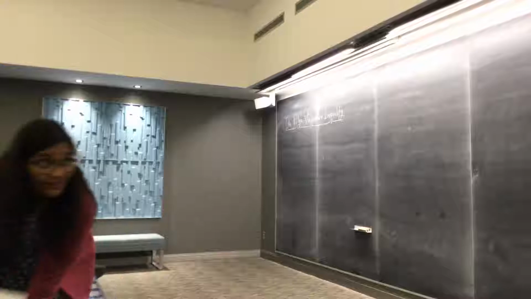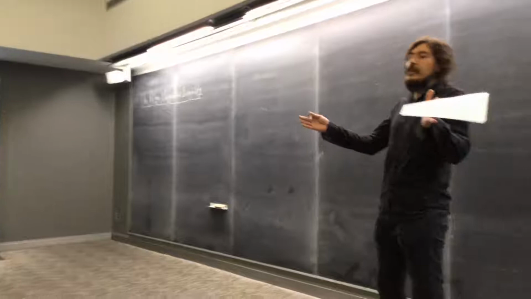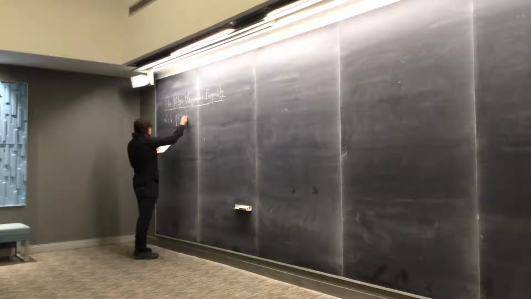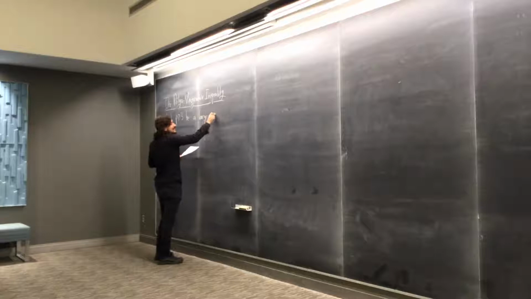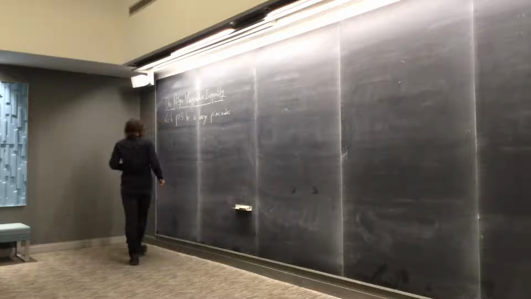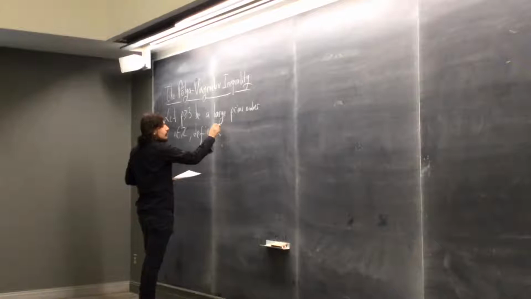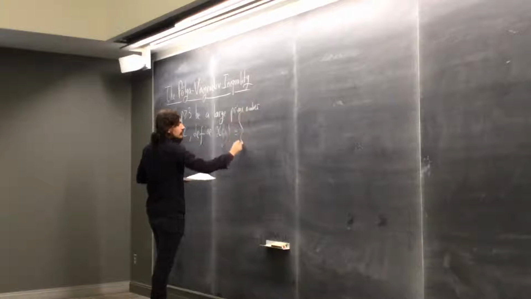Okay. Let p be a large prime number. There are infinitely many of them. Okay, for an integer n, let's define a function chi of n, Greek letter chi. It takes just three values: 1, minus 1, and 0.